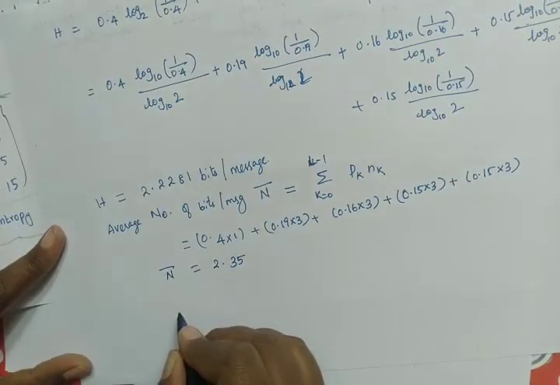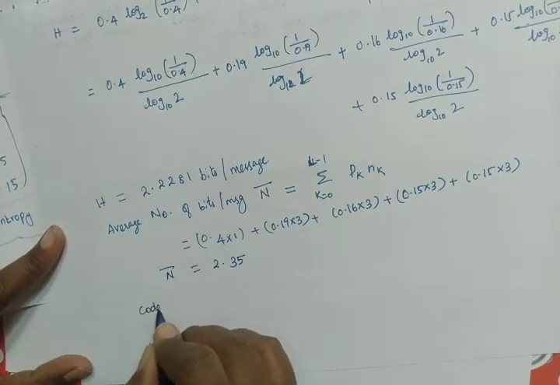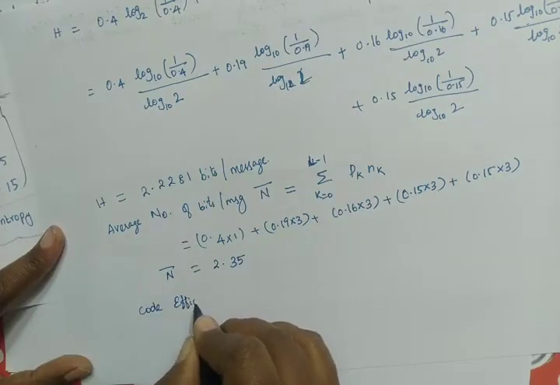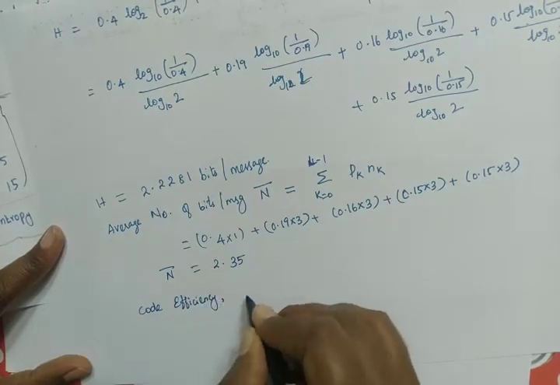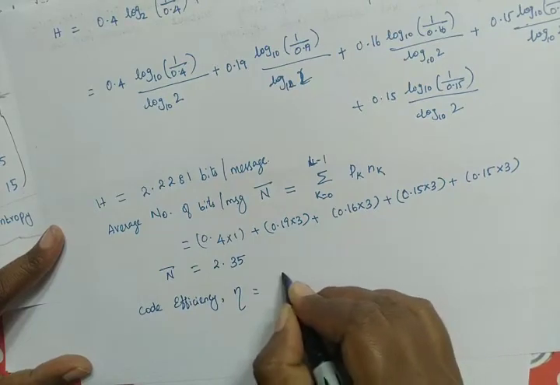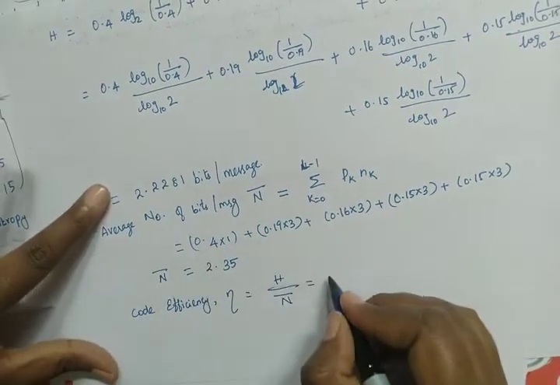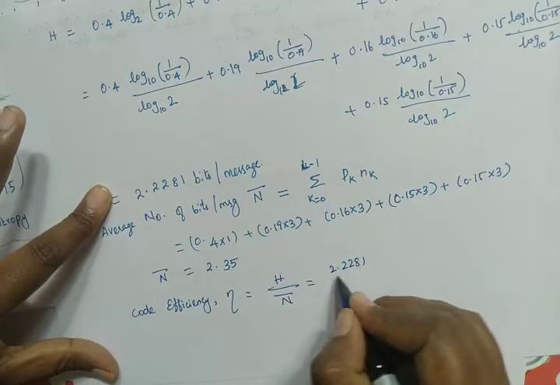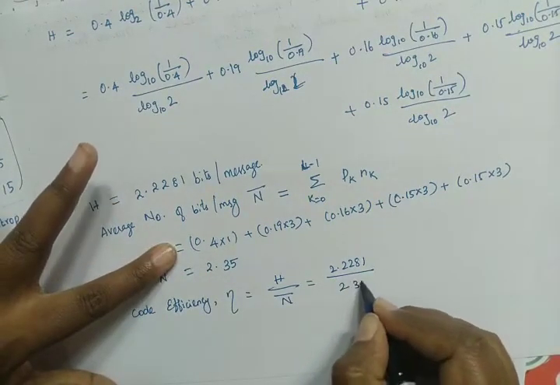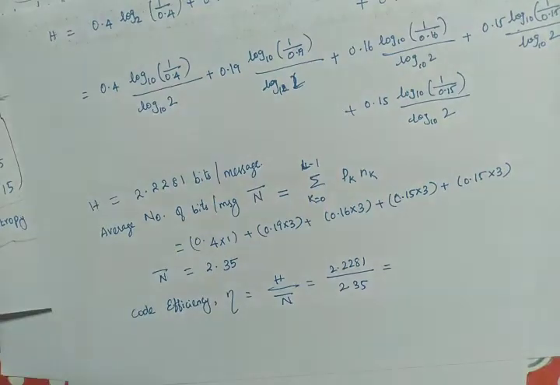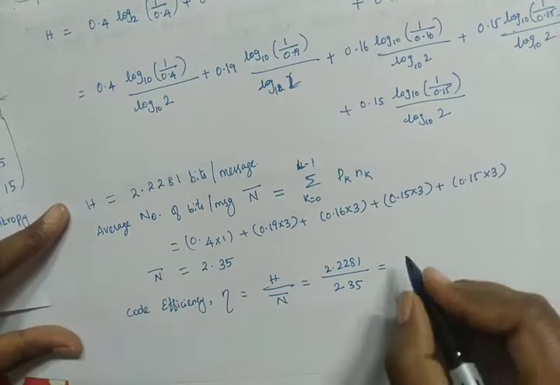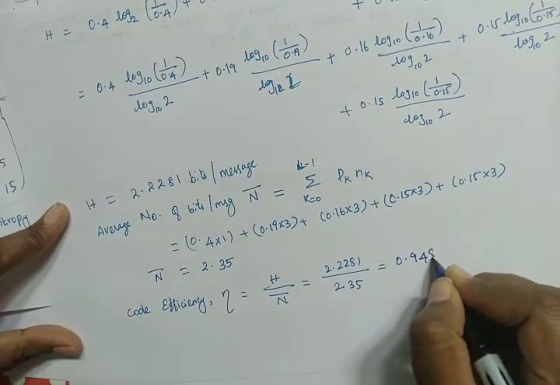Why are we calculating this n bar? Because we have been asked to find the code efficiency. This code efficiency can be calculated as eta, which is equal to H divided by n bar. Now what is H? H is equal to 2.2281 divided by 2.35, that's it. So 2.2281 divided by 2.35 is equal to 0.948. This is the answer.